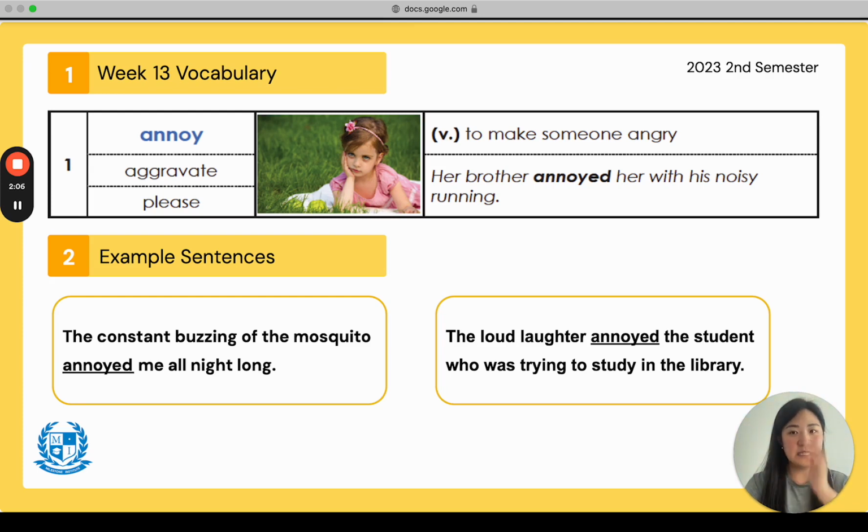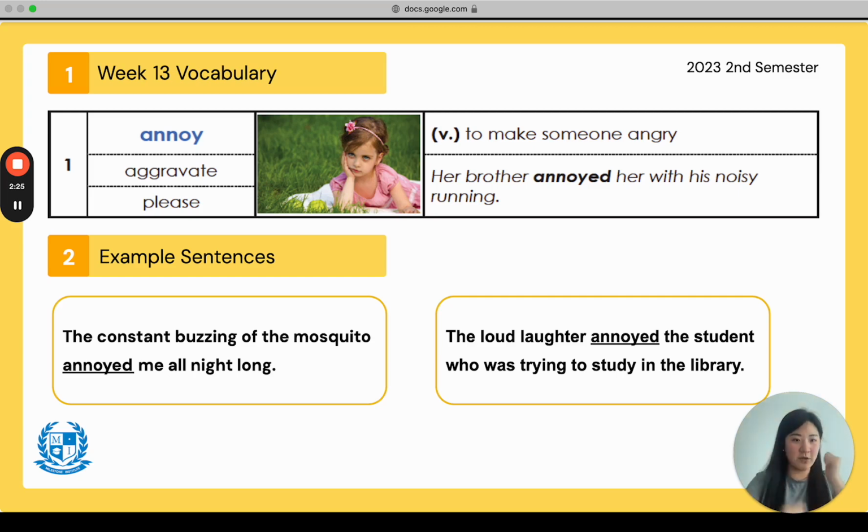And the synonym means to aggravate. And the antonym is to please. And it is a verb and it means to make someone angry. I'm sure you have all heard this word annoy before. The example sentence says, her brother annoyed her with his noisy running.